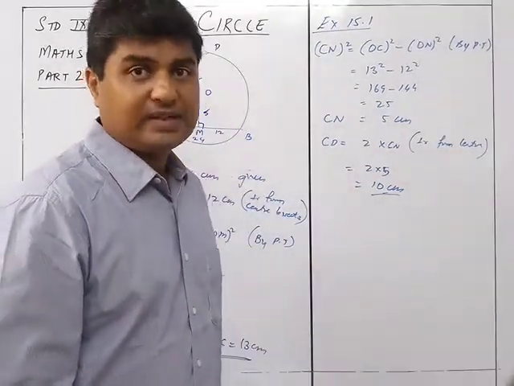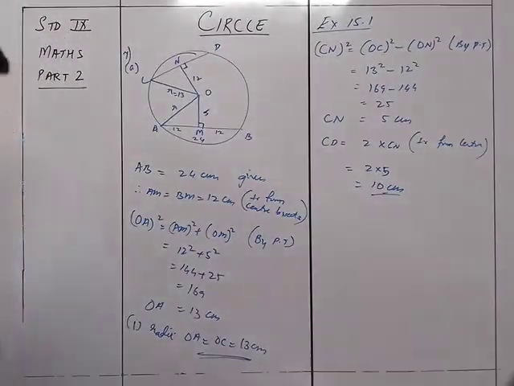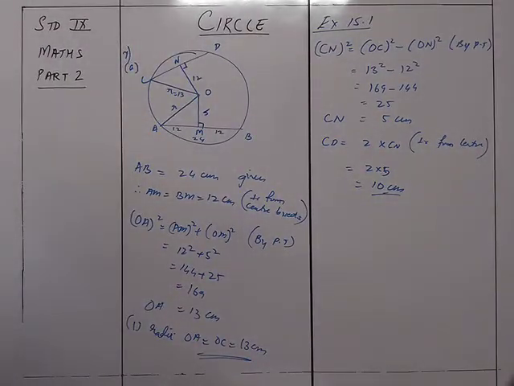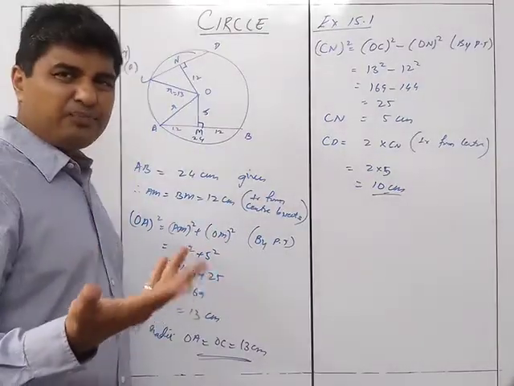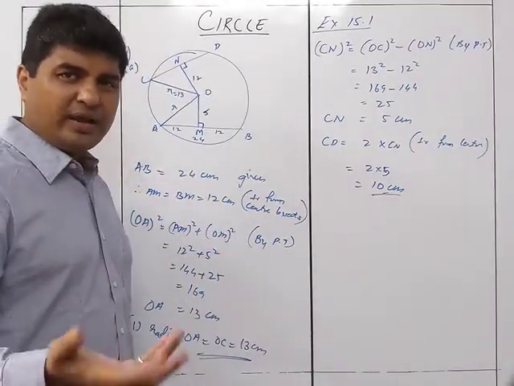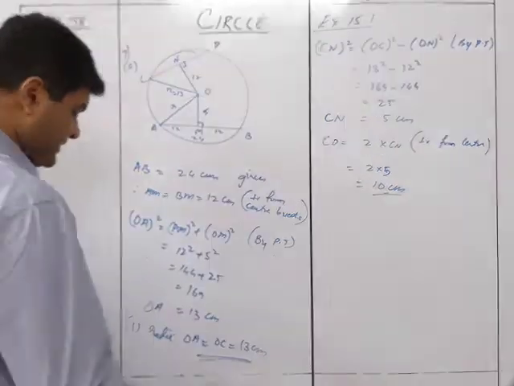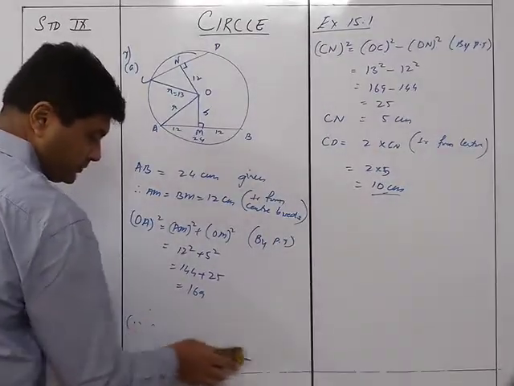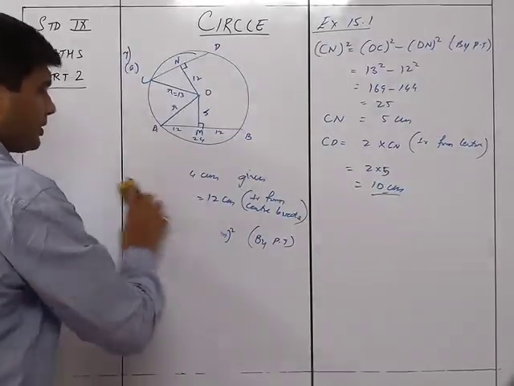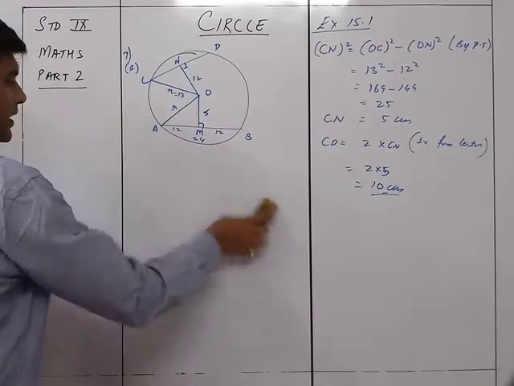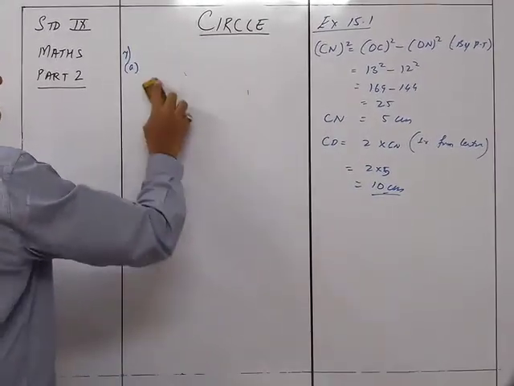Now we move on to 7th's second sum. Okay, very easy. Basically the same theorem continuously we are using, and the Pythagoras theorem. So quite easy, very easy in fact. Okay, now we move on to sum number 7b.